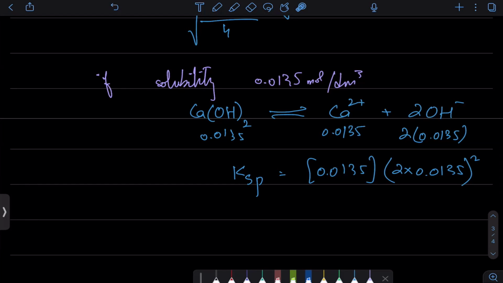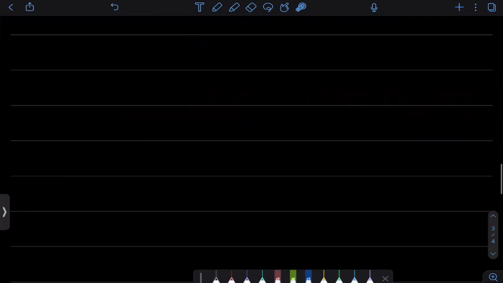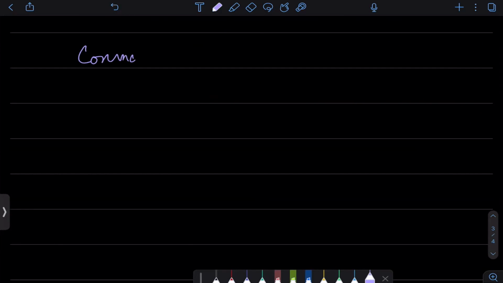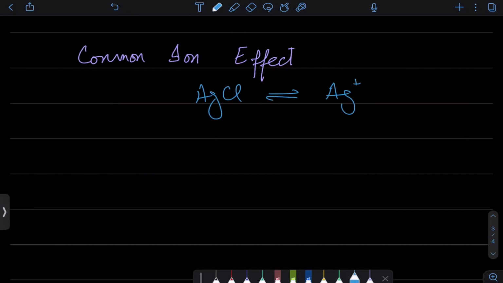Now, is there a way through which we can affect the solubility without changing the temperature? And that is called common ion effect. The common ion effect tells me that you can affect the solubility of any particular salt without changing the temperature by just disturbing the equilibrium. So let's say I have silver chloride. This will form silver ions and chloride ions. And the KSP depends on the concentration of silver ions and the concentration of chloride ions.